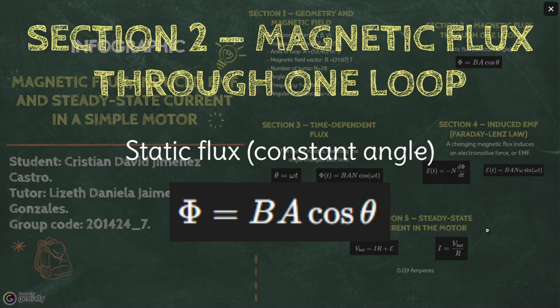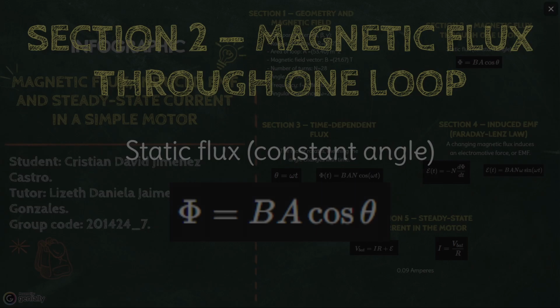Section 2. Magnetic flux through one loop. Magnetic flux describes how much of the magnetic field passes through the surface of the loop. It is given by this formula. So when the angle is constant, the flux is also constant.